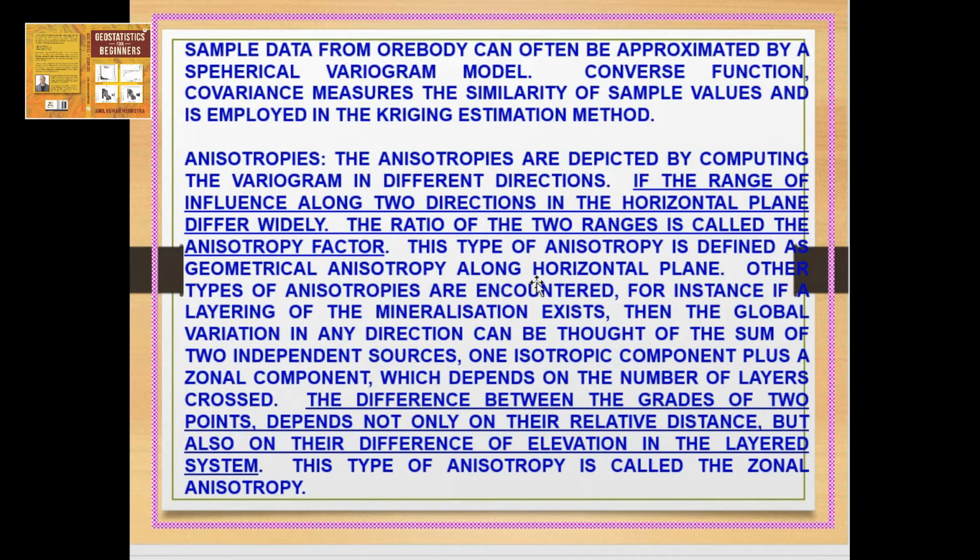For instance, if layering of the mineralization exists, then the global variation in any direction can be thought of as the sum of two independent sources, one isotropic component plus a zonal component, which depends on the number of layers crossed. The difference between the grades of two points depends not only on their relative distance but also on their difference of elevation in the layered system. This type of anisotropy is called the zonal anisotropy.